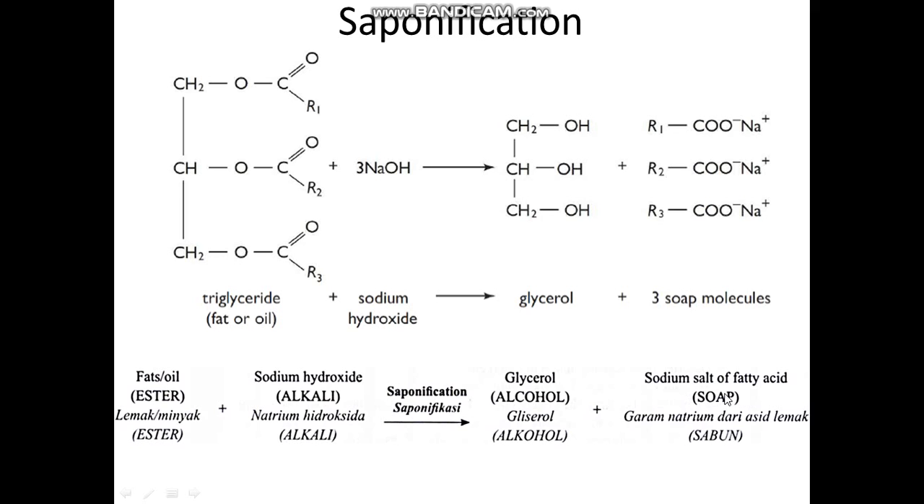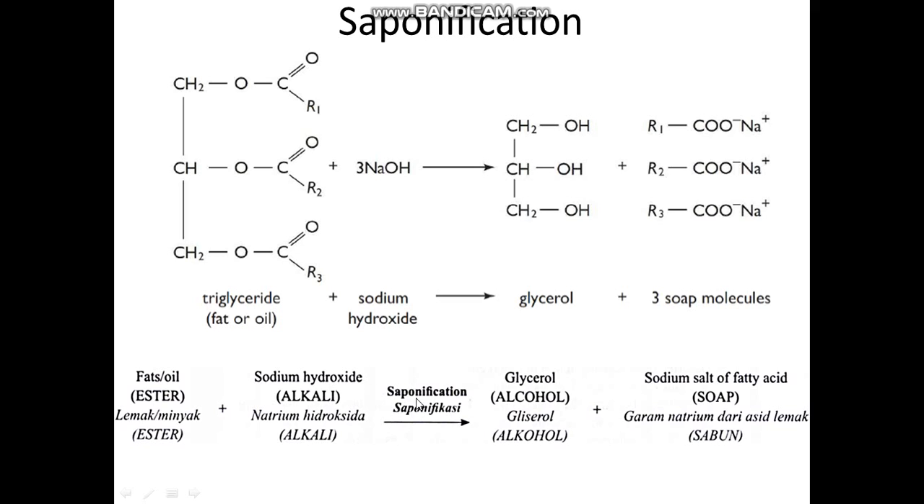If you want to produce soap, or if you want to carry out saponification, what kind of reactants do we need? There are two reactants we need. They are fat, any example of animal fat, or oil, any example of vegetable oil or plant oil, and react with any example of alkali. And here we use sodium hydroxide, or we can also use potassium hydroxide.